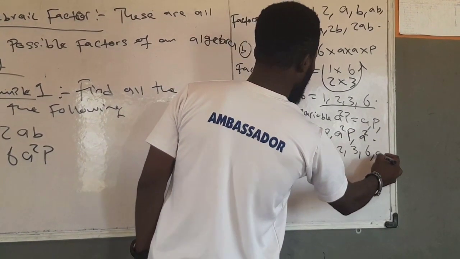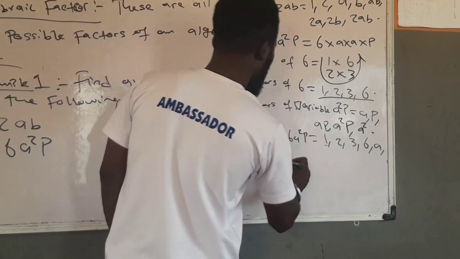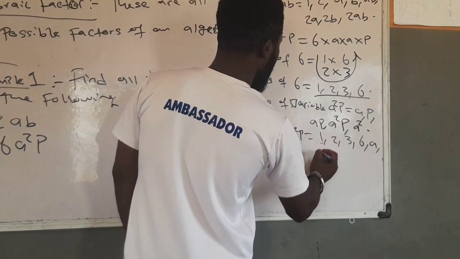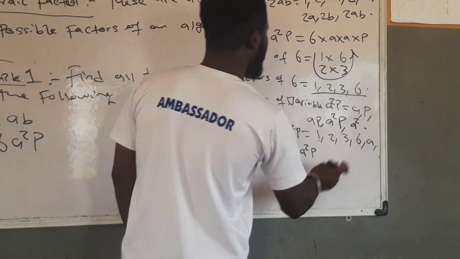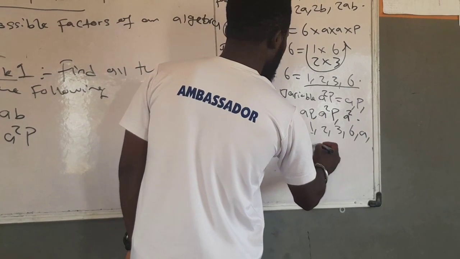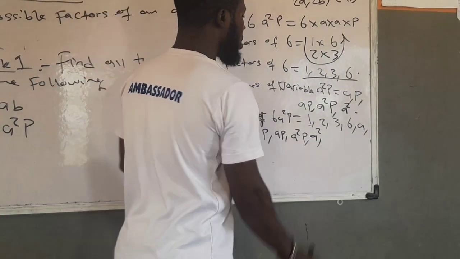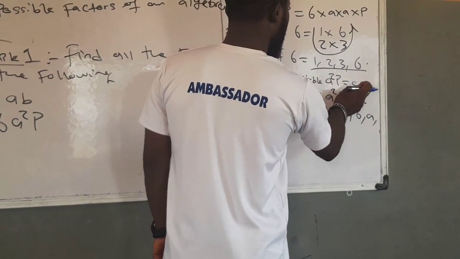1 times A will give me A, 1 times P will give me what? P, 1 times AP, I have what? AP. 1 times A squared P, that's what? A squared P. 1 times A squared, that's what? A squared. I'm done with 1. The next thing is you go to your 2, which will be 2 times A.